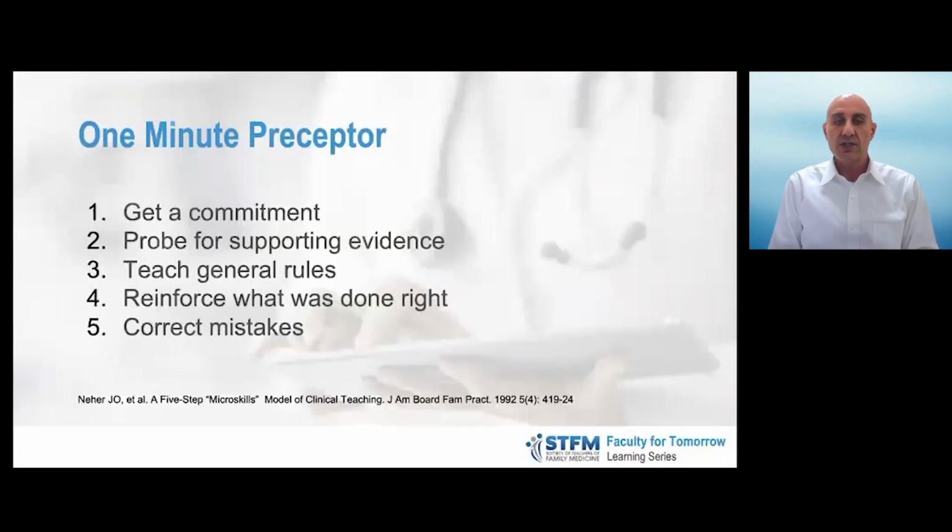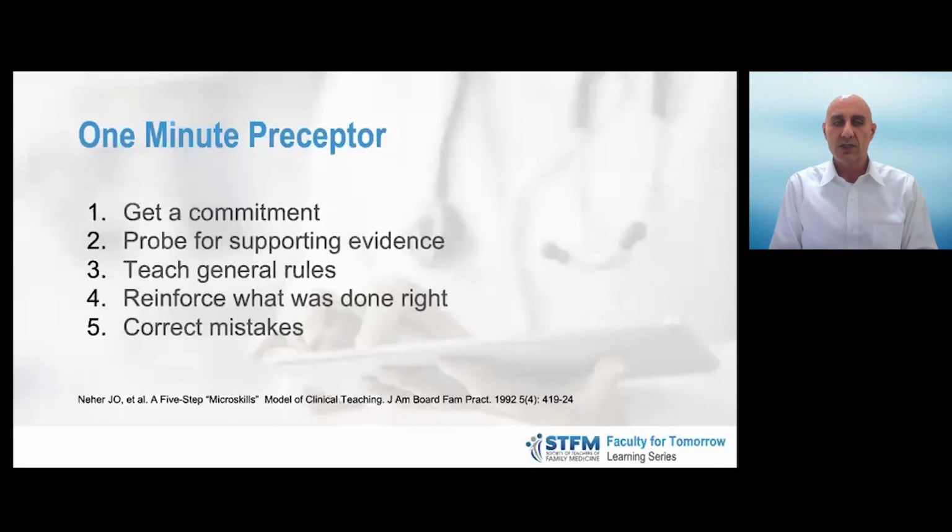The 1-minute clinical preceptor model is another well-researched way to organize clinical precepting. The 5 micro skills described in this model are to get a commitment from your learner, probe them for supporting evidence or details, teach a general rule, reinforce what was done right, and finally, correct any mistakes.